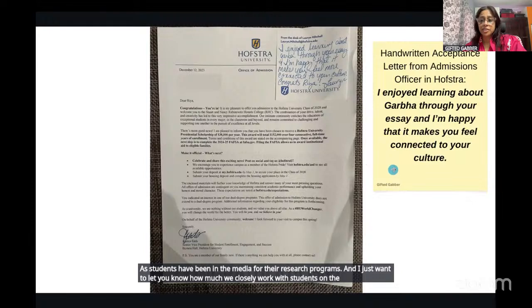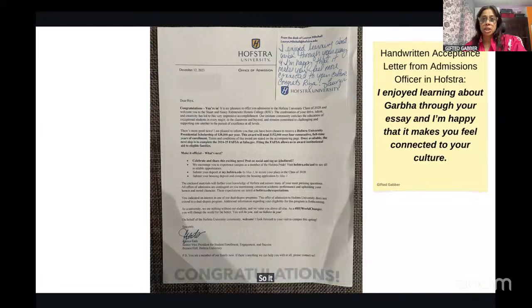And there's a handwritten note from the admission officer that says, "I enjoyed learning about Garba through your essay, and I'm happy that it makes you feel connected to your culture." So it's extremely important to write those kind of essays to get into these programs.